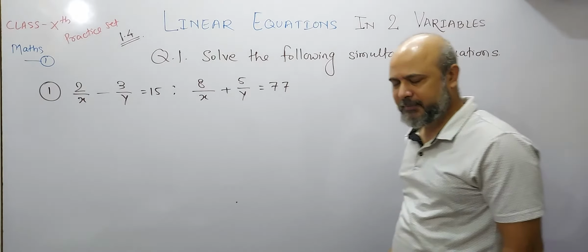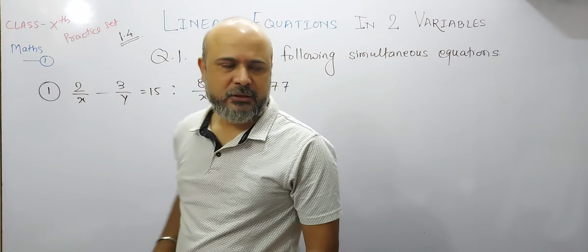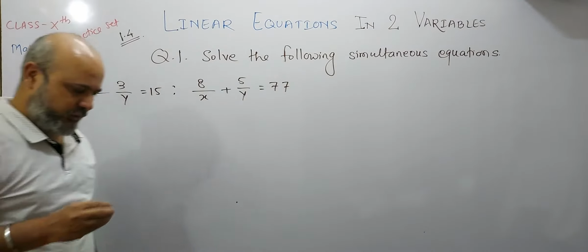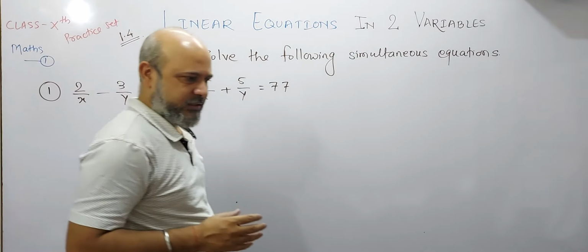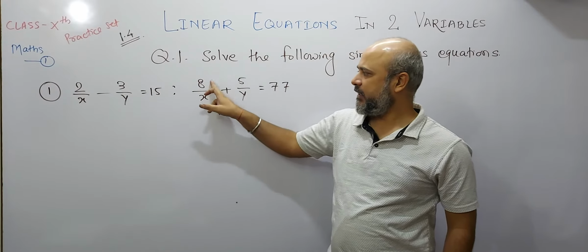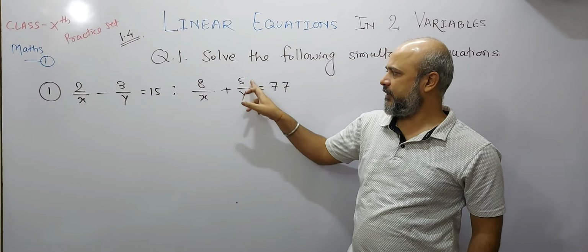the following simultaneous equations. So here in this practice set we are having four questions for solving the simultaneous equation. So very first question is what? 2 upon x minus 3 upon y is equal to 15 and 8 upon x plus 5 upon y is equal to 77. So student, how we will solve this question? So let us see. We'll start the solution.